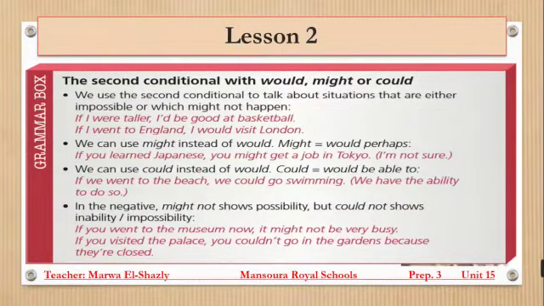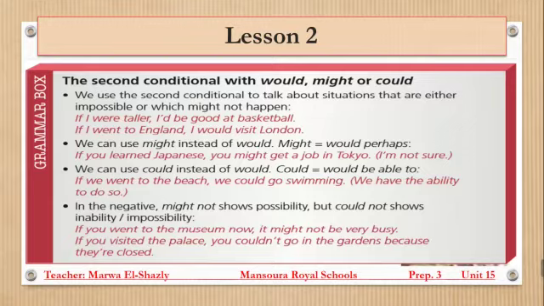To discuss the second conditional in detail: we use the second conditional when we speak about impossible situations. We use it to talk about situations that are either impossible or which might not happen. So the first part would be in the past simple, and the second part we would use would, might, or could plus the infinitive. So let's see the examples given here.